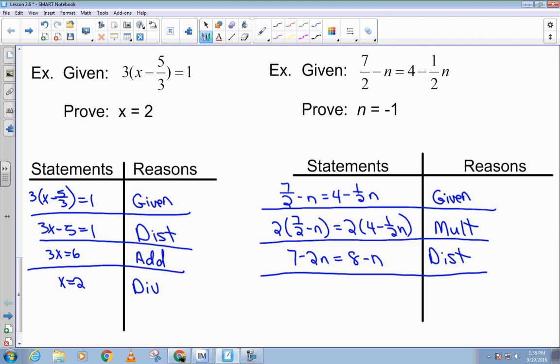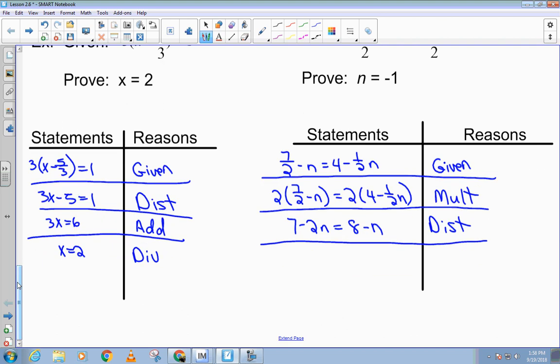Alright, now at this point, we might take different paths, because the way you solve an equation might be a little bit different than the way I solve an equation. Okay? So what would you do first? Okay, you want to bring n over to the left, so you have to add n to both sides. So that would be 7 minus n equals 8. That'd be addition, right? Okay, then what would you do?